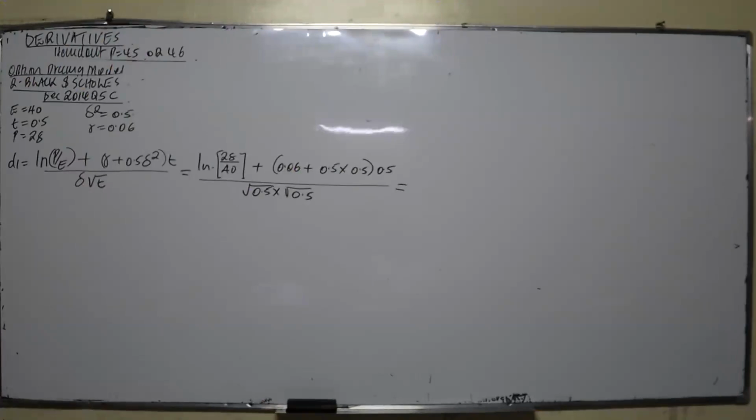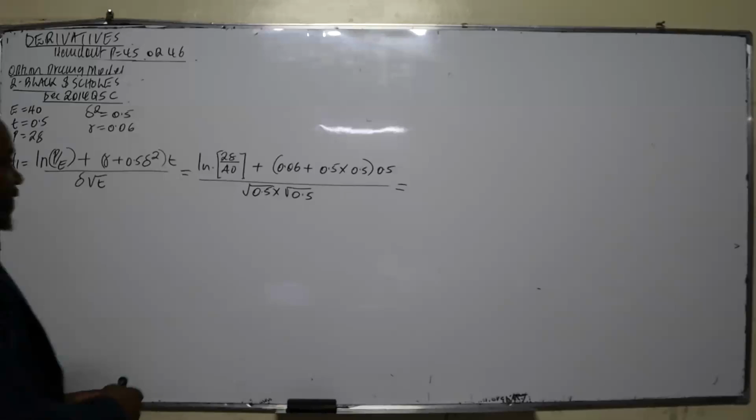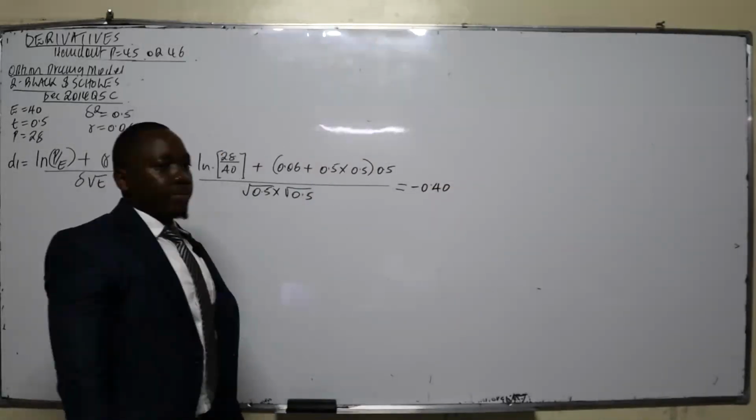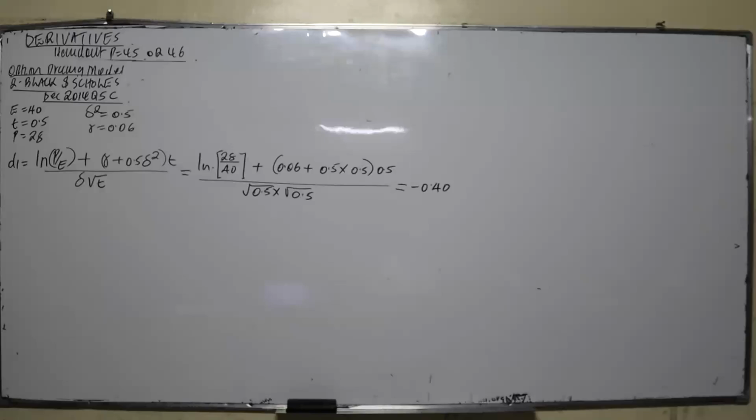You are done, eh? What are you getting? Negative 0.40. How sure are you? First of all, you have computed, then you confirmed whether it's the one in the notes. But it's negative. Now let's get D2.